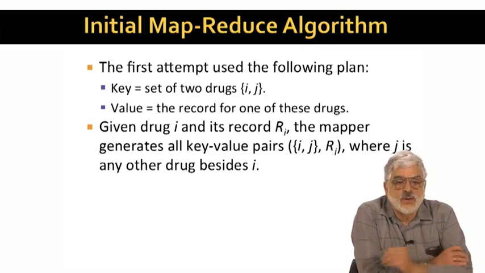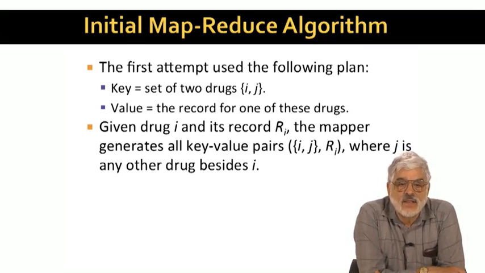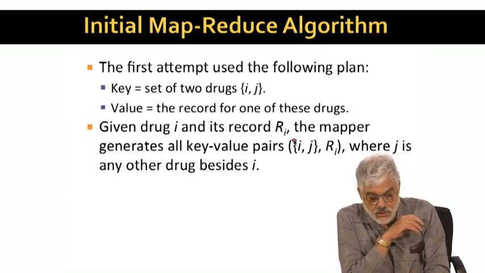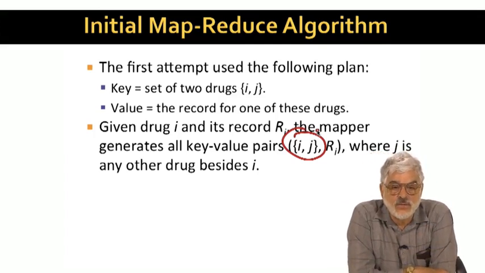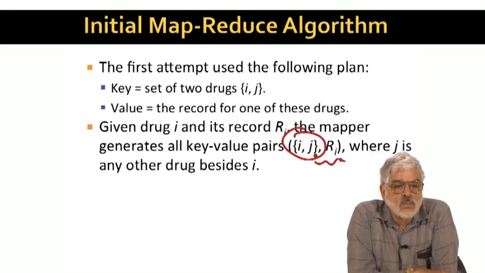So what does the mapper do? Say, given drug I and its record, the mapper needs to generate 2,999 key-value pairs, one for each other drug J. The key-value pair for J has the key, that is, the set containing I and J. And the value is the record for I. Notice that the mapper doesn't know the record for J, it only sees I and its record.